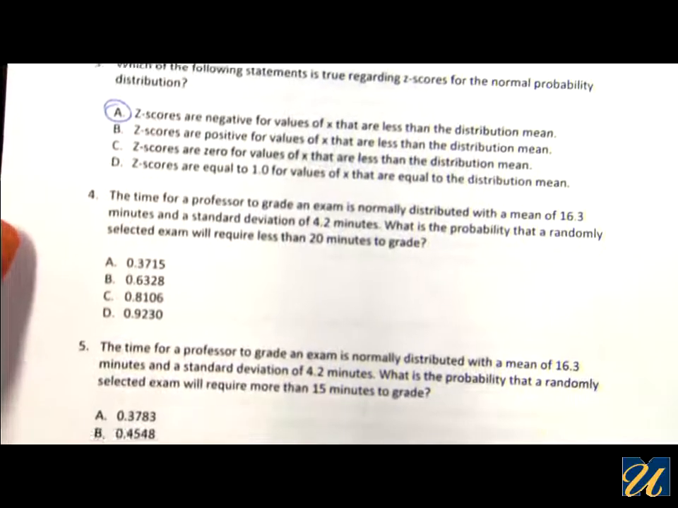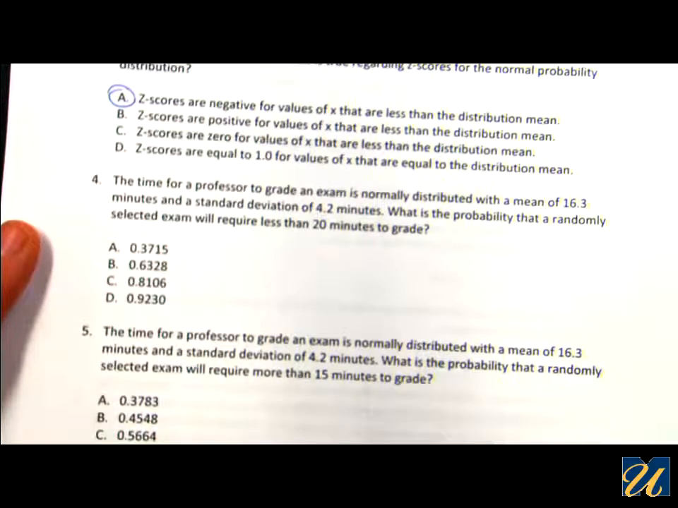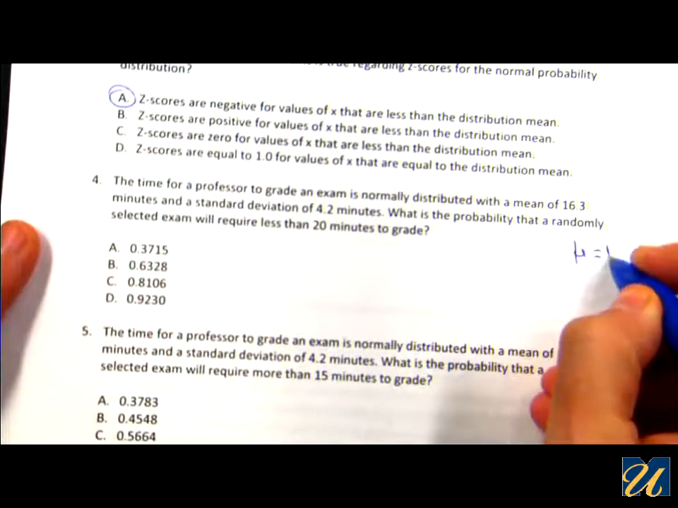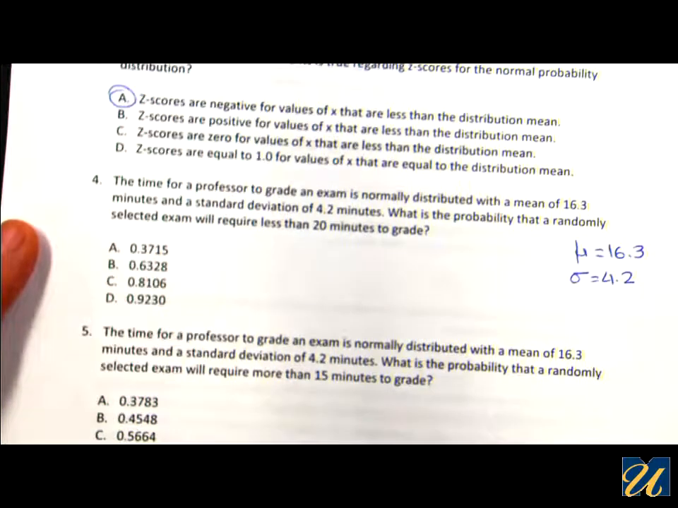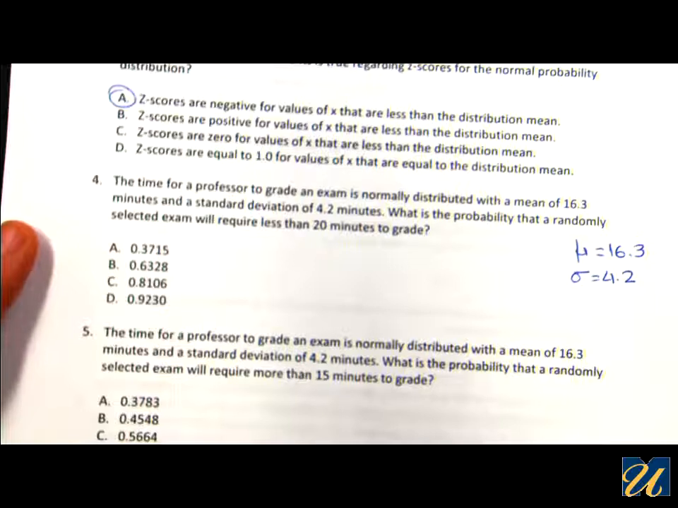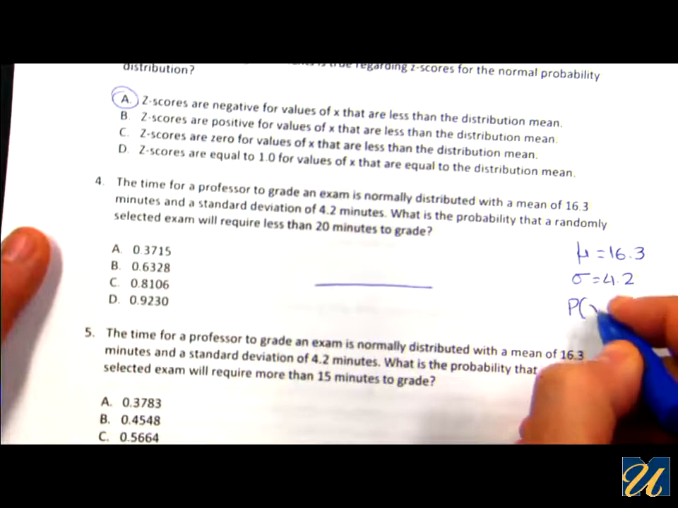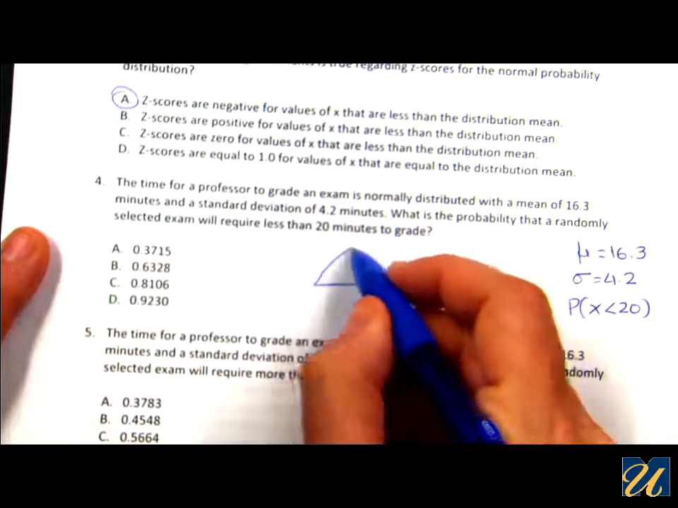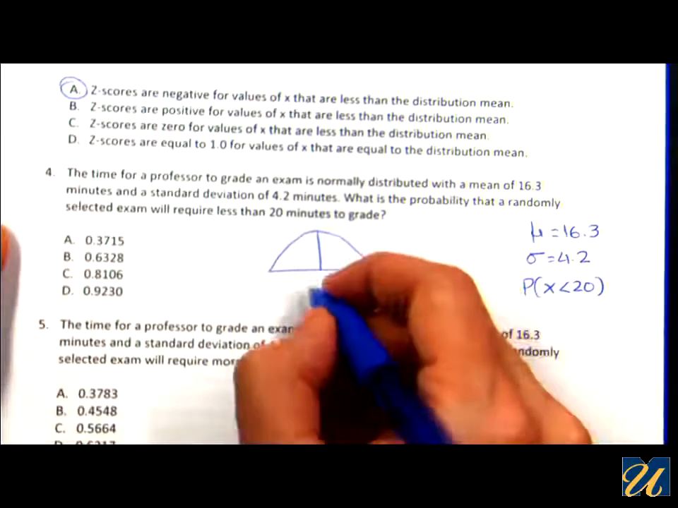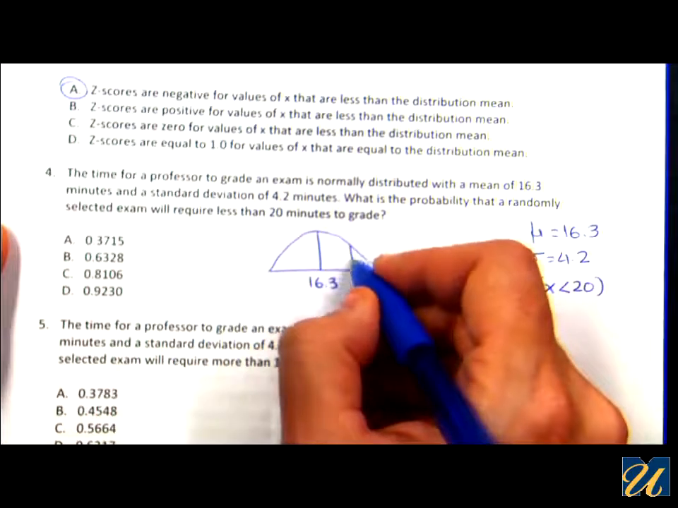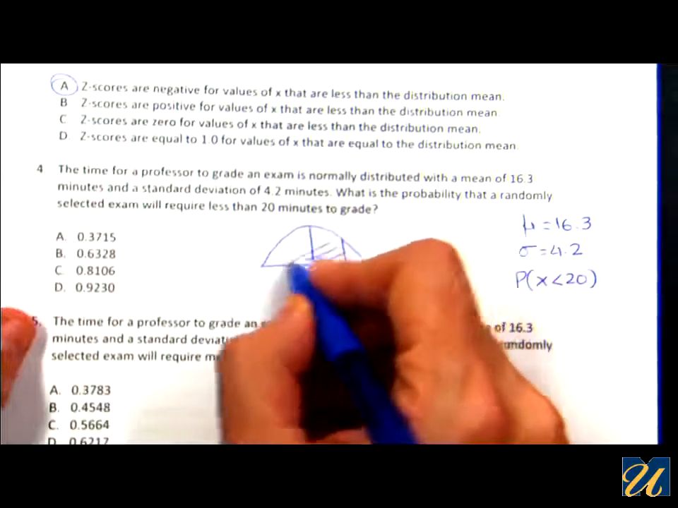For number 4, the time for a professor to grade an exam is normally distributed with mu equal to 16.3, sigma equal to 4.2. What is the probability that a randomly selected exam will require less than 20 minutes? So I'm looking for the probability of x to be less than 20. You do your graph. The mu is 16.3, 20 is to the right, less than 20, I'm looking for this area.